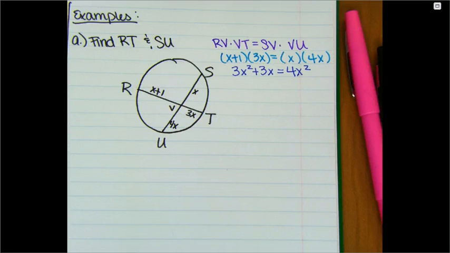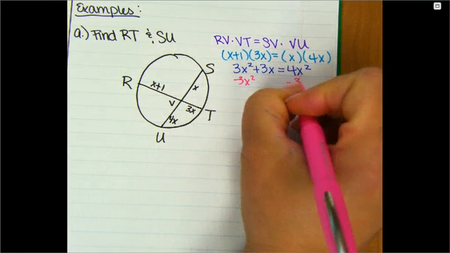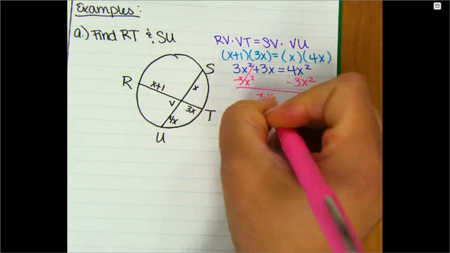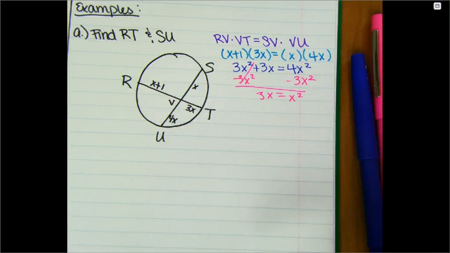Okay. What do we do now? Solve. Subtract 3x squared from both sides. So I get 3x equals x squared. Now what?